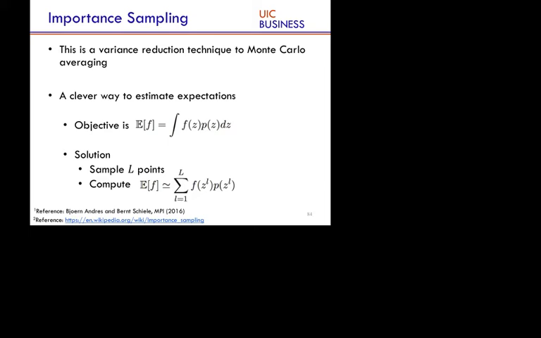So if the original objective was to compute an expectation with respect to a distribution, we can sample L points from the distribution and take an average, right? Is this formula clear? It's the same as the previous Monte Carlo averaging formula, except there's no 1 by L because I'm explicitly taking the probability of z of that sample point, if I can evaluate it.